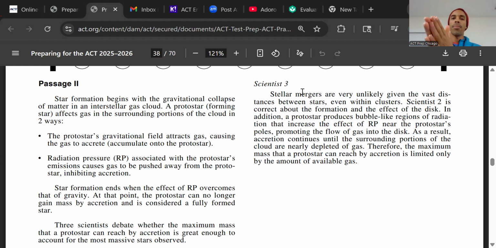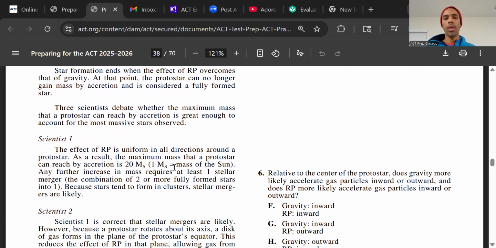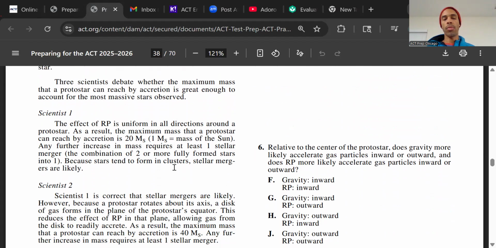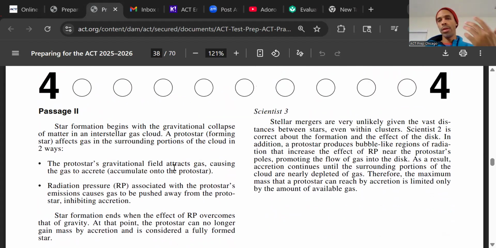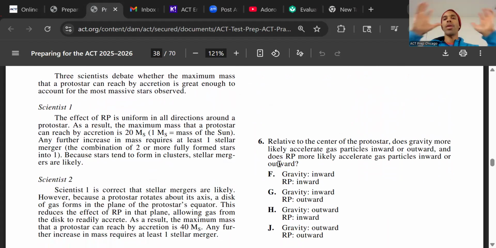Therefore, the maximum mass that a protostar can reach by accretion is limited only by the amount of available gas. So as scientist three says, there's no limit on how big a protostar can get by accretion. Scientist one says it's 20 Ms, scientist two says accretion can make it 40, and scientist three says it depends on how much gas is around it. So it's effectively unlimited, and scientist three also says stellar mergers are unlikely. That's why you read overall: you can understand each argument better because you get the relationships between them.